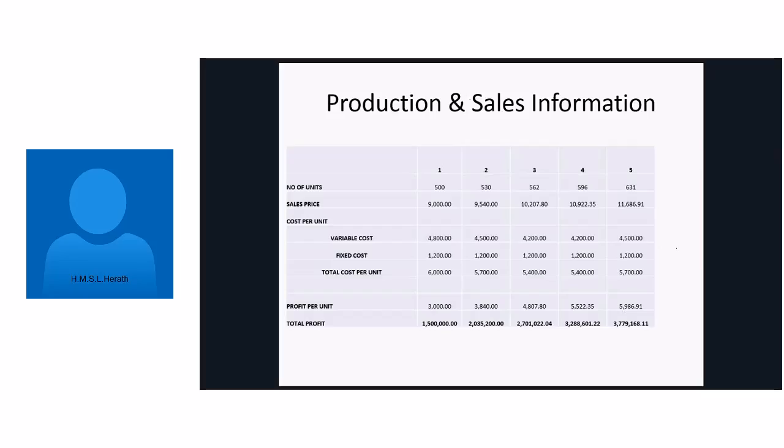Then in the other slide, I have production and sales information for the 5 year period. I took the number of units. My assumption is that the units I produce for the whole year will be sold by the end of the year. My growth rate of sales is 6% and the selling price growth rate is 7%. Then I take the figures of total profit after the deduction of the unit cost.